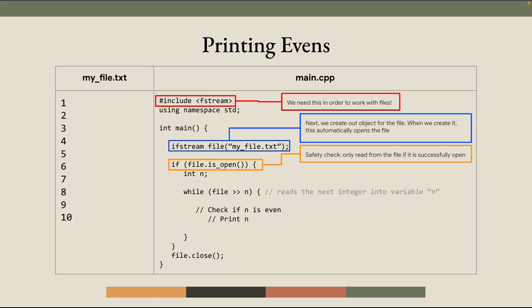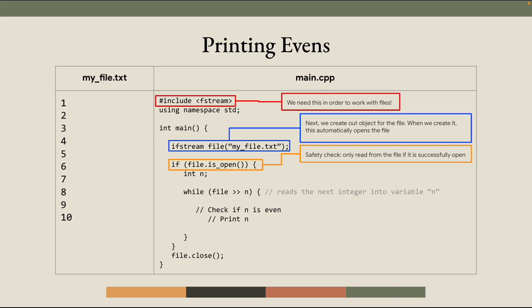So I check, is this file open? And this is just considered our safety check. And like I said, I always create my variable between the if statement and the while loop. So since I know I'm reading in one number per line, technically I could use getline or use my input operator, right?